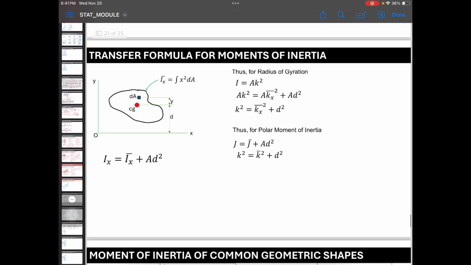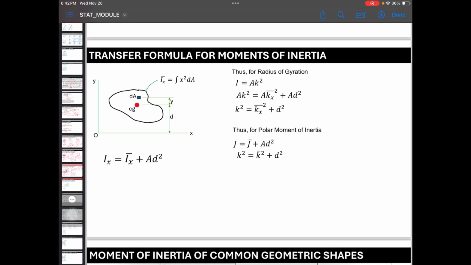Okay, transfer formula for moments of inertia. Gamit na gamit to kasi kapag mga composite sections. So, may mga composite sections na ina-analyze sa higher years. So, gamit na gamit to.